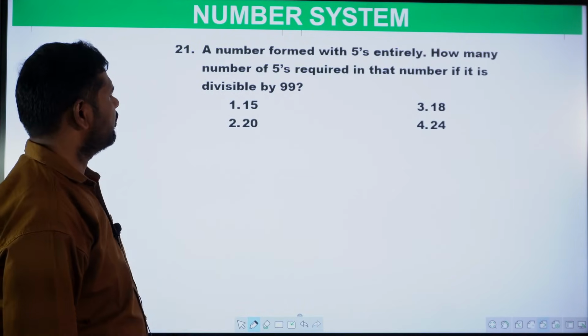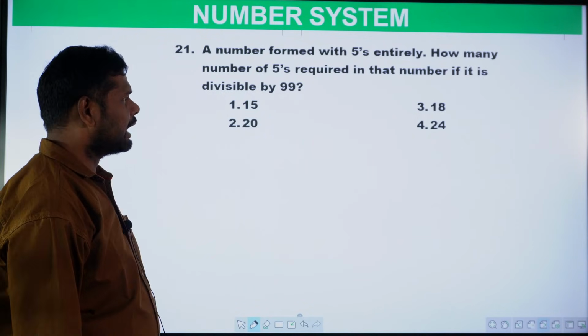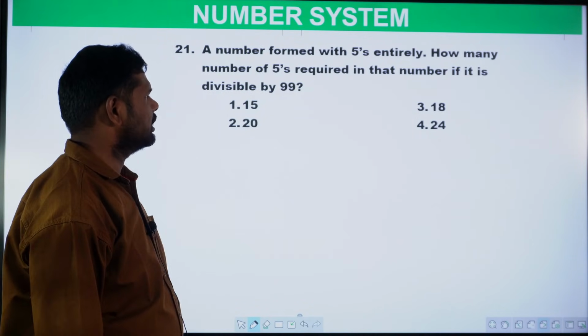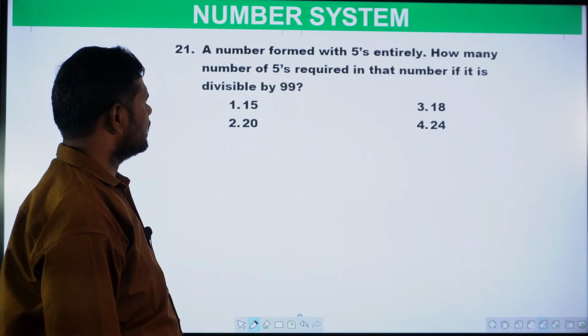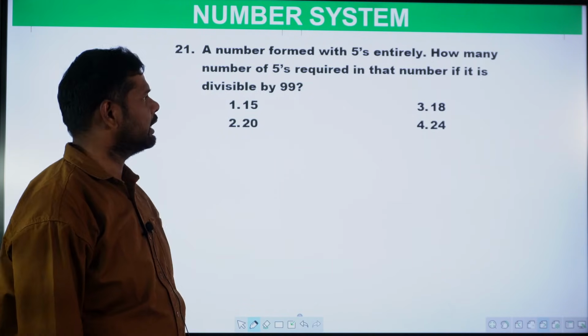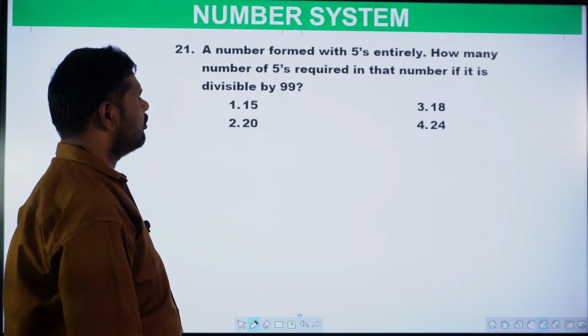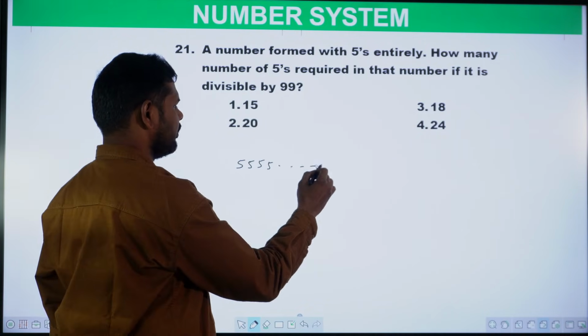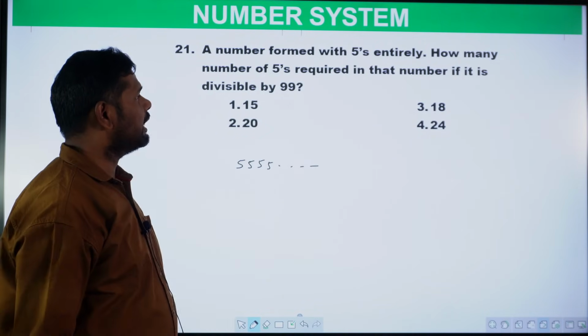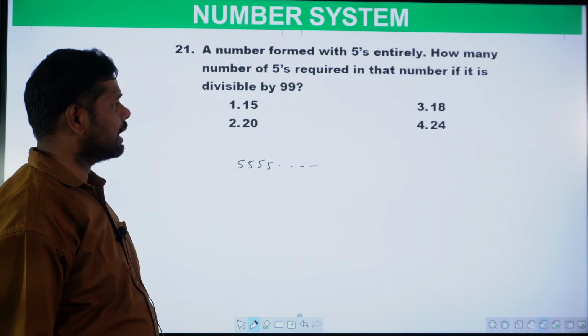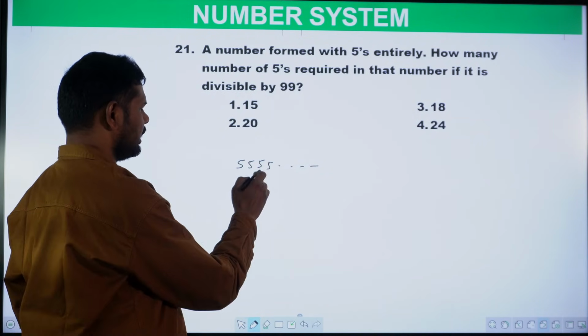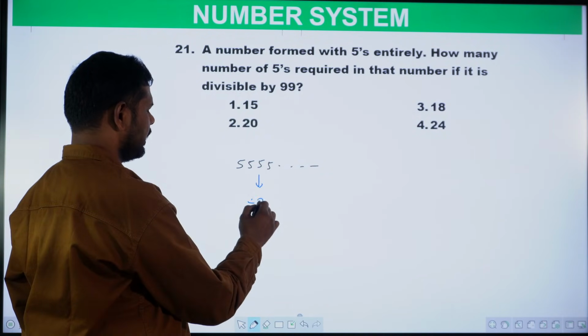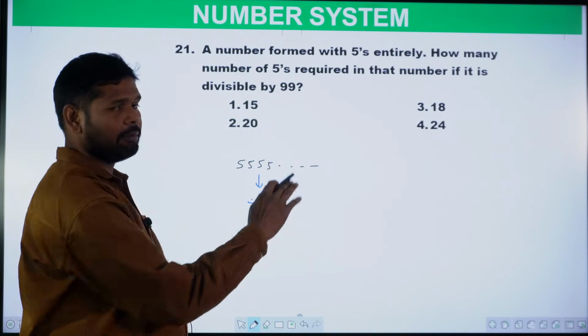A number formed with 5s entirely: how many 5s are required in that number if it is divisible by 99? A number formed with 5s entirely means the number is 5, 5, 5, 5 and so on. How many 5s are required in that number if it is divisible by 99? At least how many 5s are there?